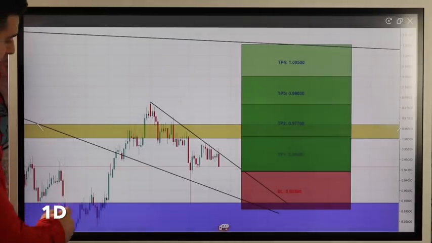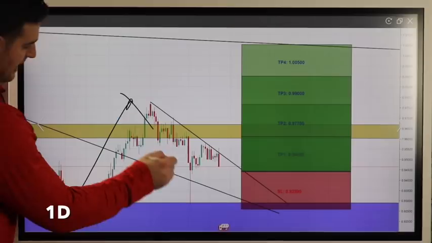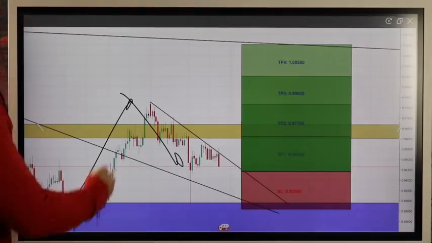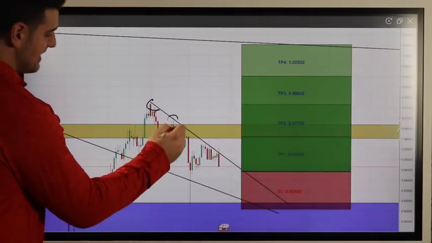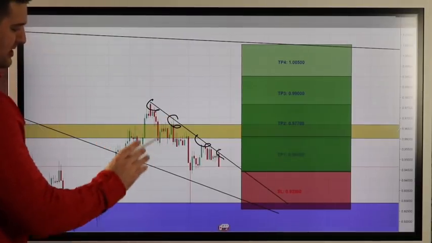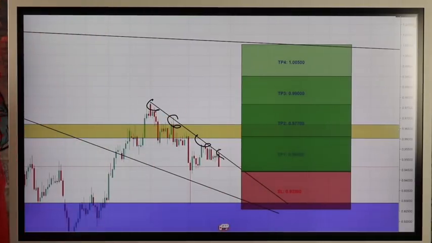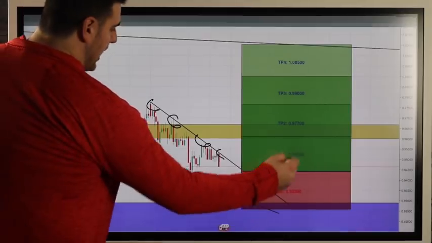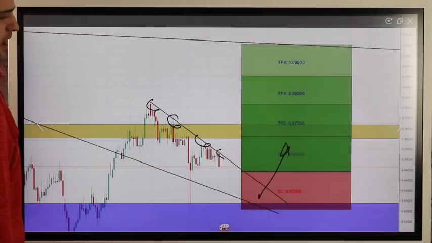All right, onto the daily. Here's that push to the upside and that exhaustion to the downside. Now, I added this downtrend because we see these nice respected lower highs. Now, I really like this because it's giving us another squeeze pattern, which tells me one thing. We're simply waiting for price to break this downtrend to the upside.